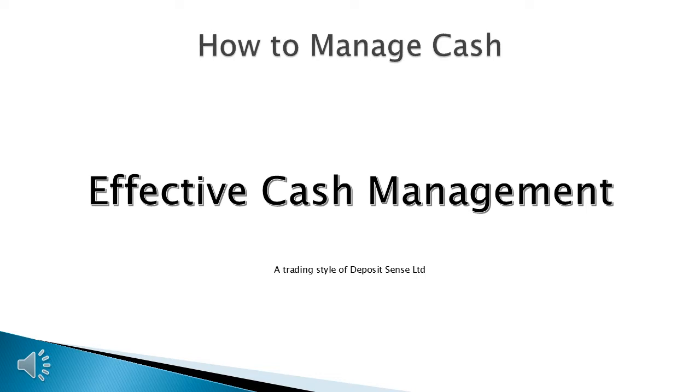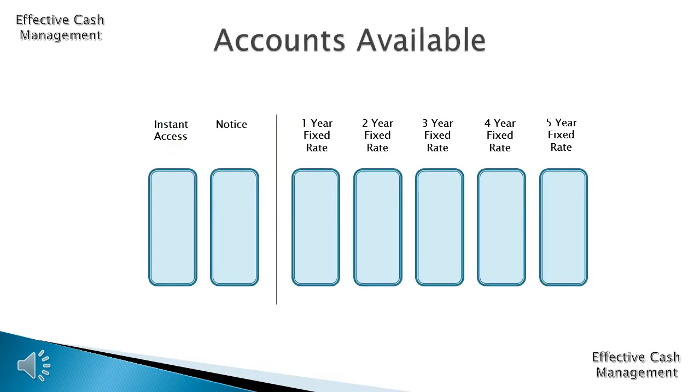Over the next few slides we're going to look at how we structure our savings and how we review our savings on an annual basis to make sure we maintain the best possible return. So this is a representation of the types of accounts that are available and certainly the best ones to use within a savings portfolio. And they've obviously ranged from instant access and notice accounts through to 1, 2, 3, 4 and 5 year fixed rate accounts.